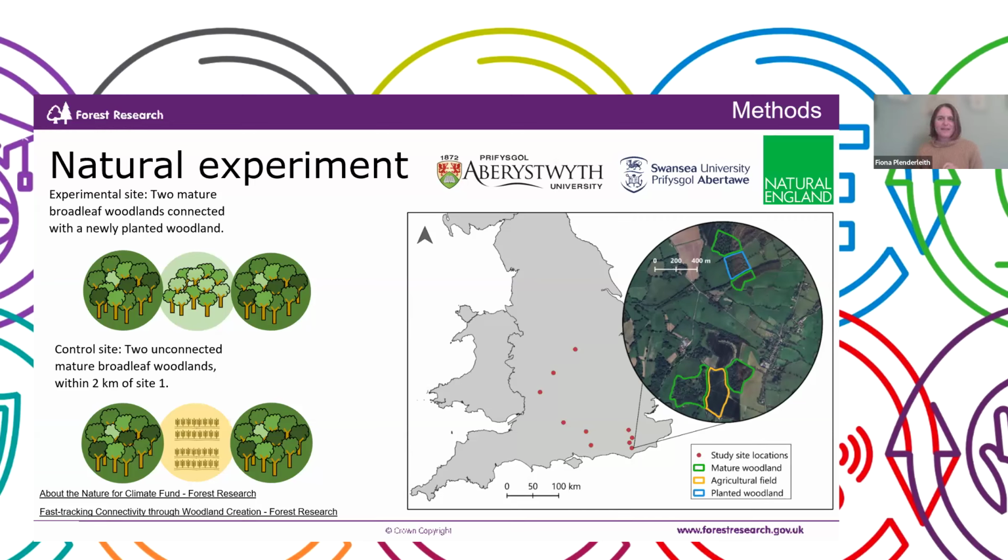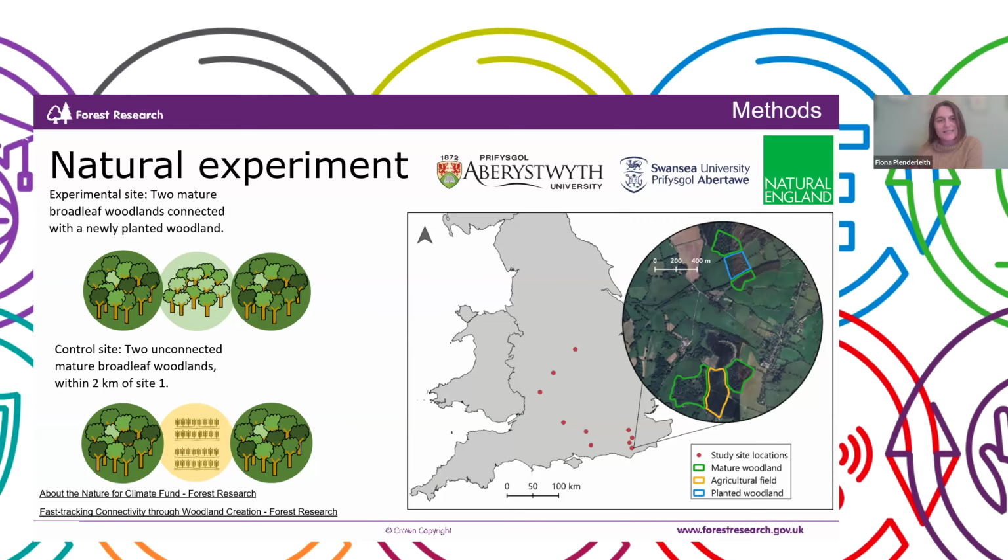So we set up a natural experiment where we looked at the landscape as it is now, and we looked at where woodland creation had been done in the past, in the last 20 to 30 years, so that we could try and study how that woodland creation might have impacted biodiversity. So we found sites where we have two ancient woodlands, and in between we have a planted woodland. And then nearby, we looked for a site that had two ancient woodlands and in between a field.